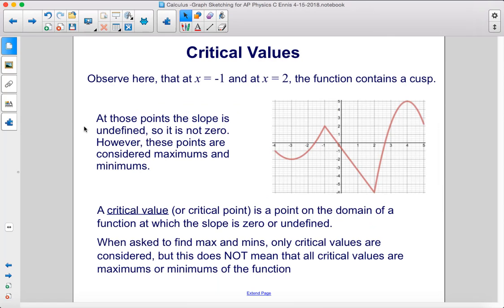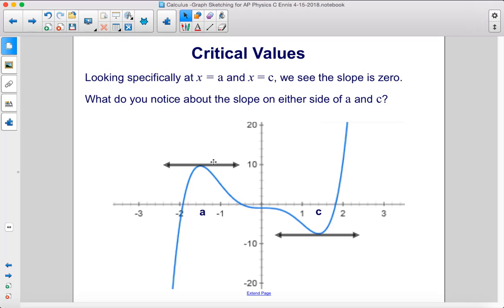Critical values. Observe here that at x equals -1 and at x equals 2, the function contains a cusp. At those points, the slope is undefined, so it's not 0. However, these points are considered maximums and minimums. A critical value, or critical point, is a point on the domain of a function at which the slope is 0 or undefined. When asked to find max and mins, only critical values are considered, but this does not mean that all critical values are maximums or minimums of the function.